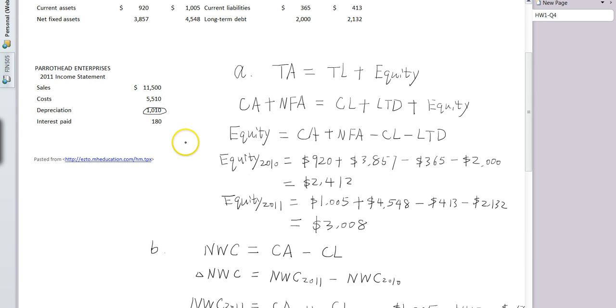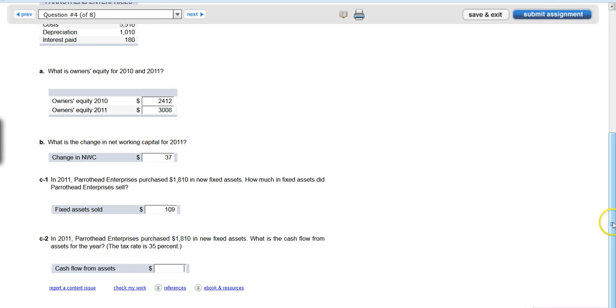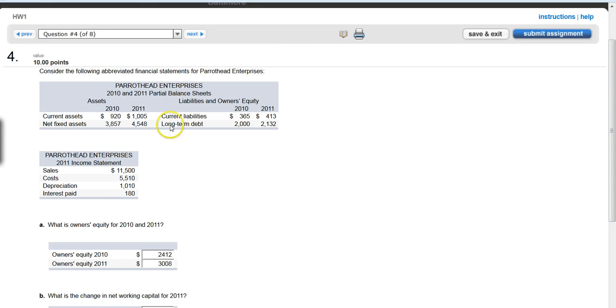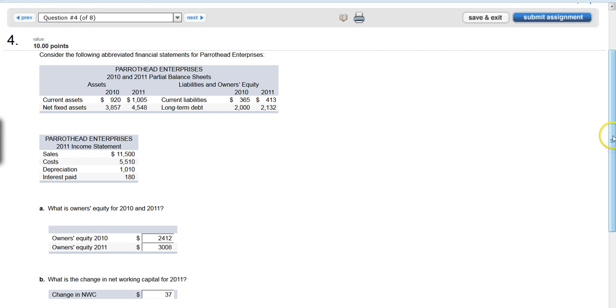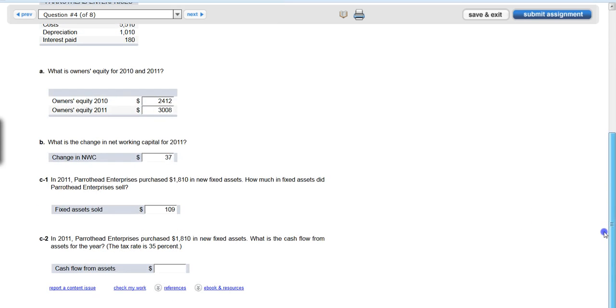Taxes, yeah, there I think we do need a calculation. The question also should tell us the tax rate. So what is the tax rate? Oh, the tax rate here, you see. Let me highlight this part. The tax rate is 35%. So from that information, we can basically figure out the taxes.